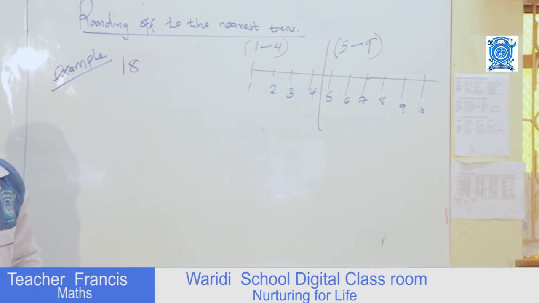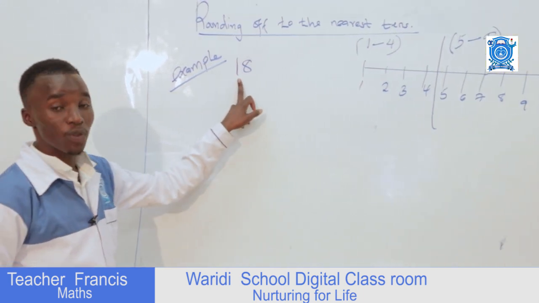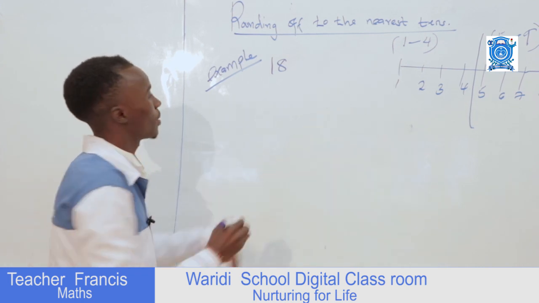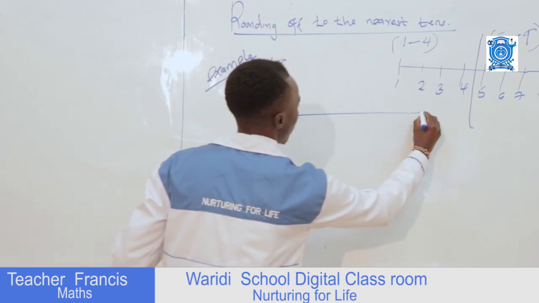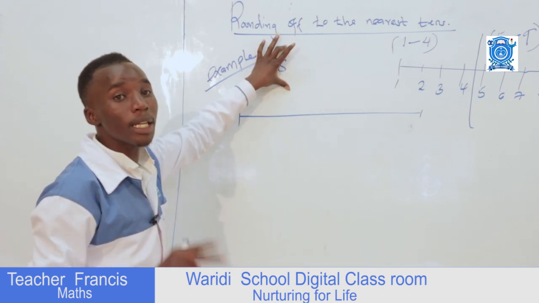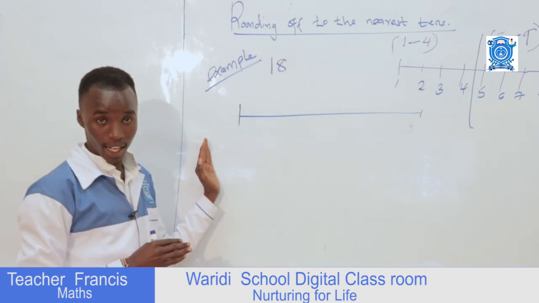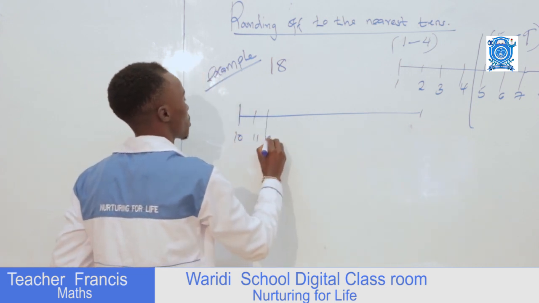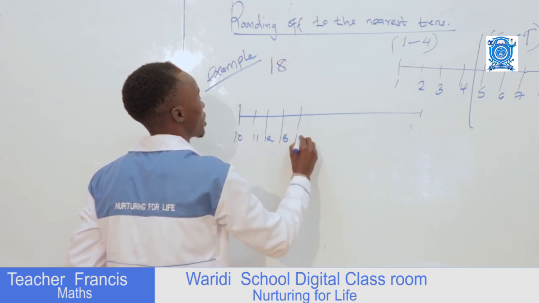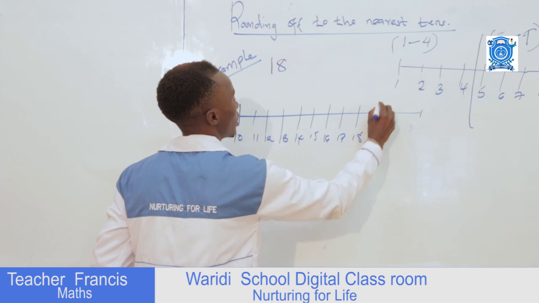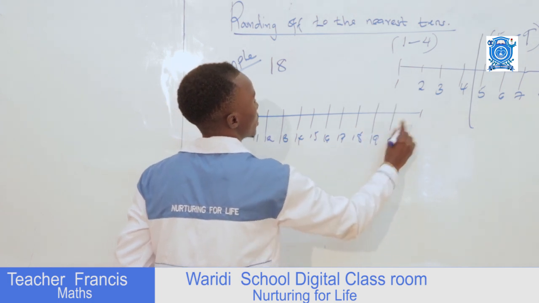Let's work on this one, 18. I want to round off 18 to the nearest tens. I'll use my number line example. Now, on my number line, I have to think of two tens. There are two tens in between which 18 lies. We have 10 and 20. So I start from 10, 11, 12, 13, 14, 15, 16, 17, 18, 19, 20.